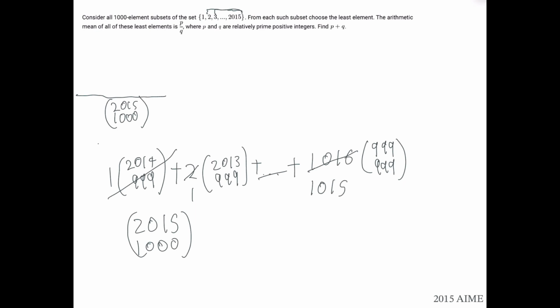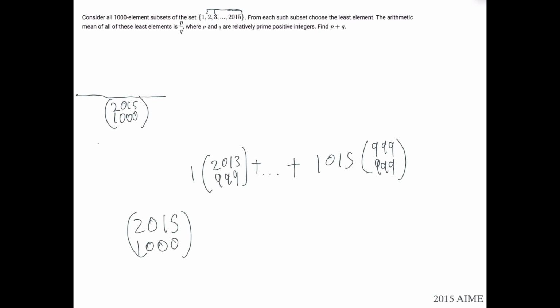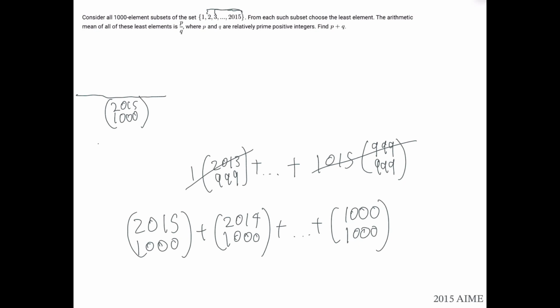Everything else is going to have 1 subtracted from it. And now you'll notice that because this term is gone, this is 1, this is now 1015, we can apply hockey stick again, except the largest hockey stick sum that we have is going to be 2014 choose 1000. And actually, we can keep going like this until we get to 1000 choose 1000. And there's a hockey stick sum between for all the numbers in between. And this again is the hockey stick identity.